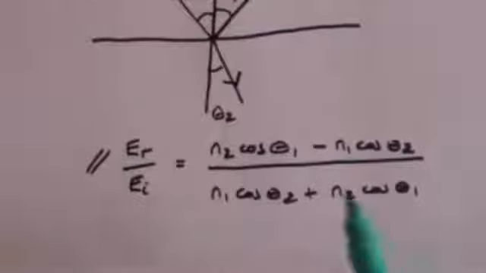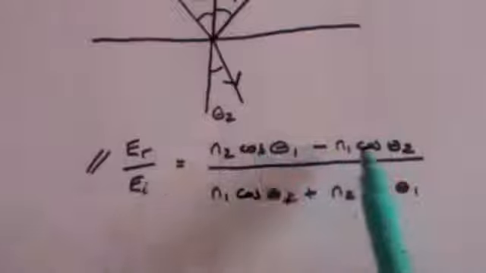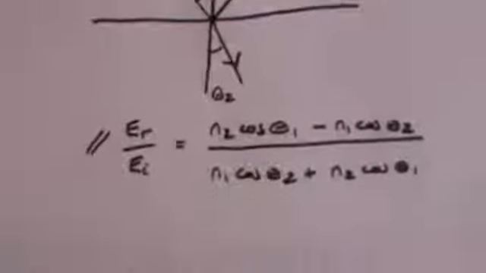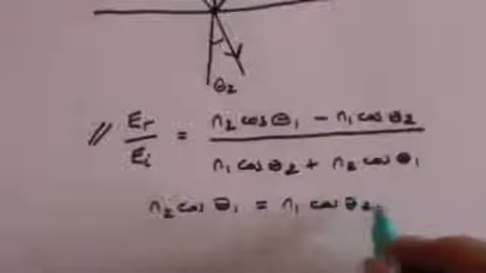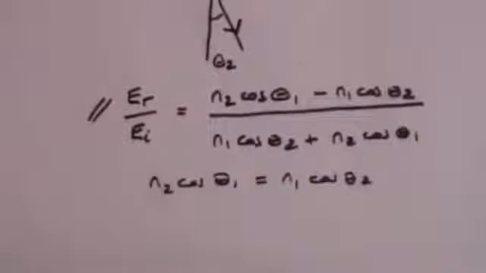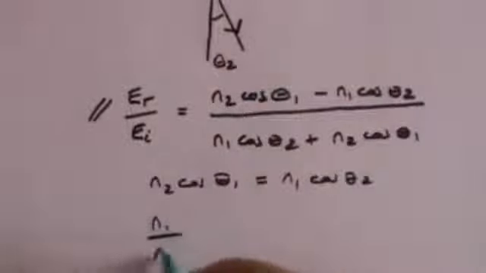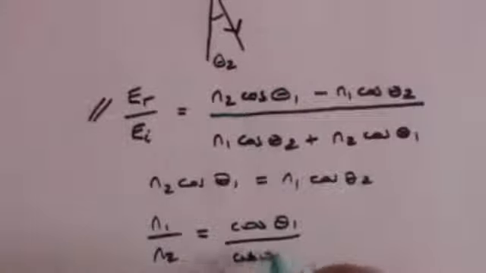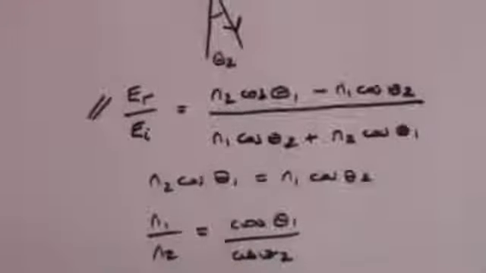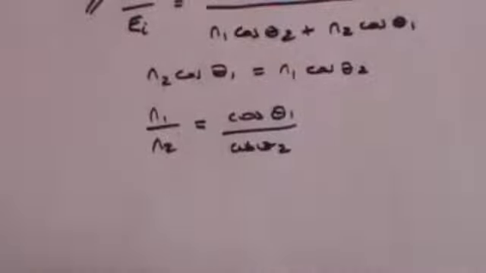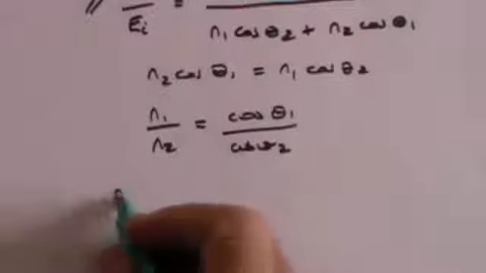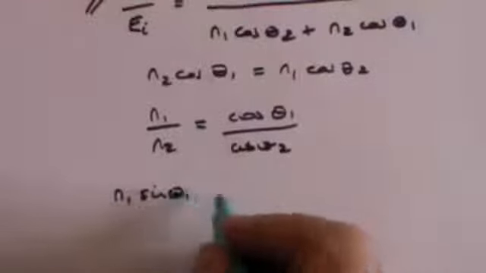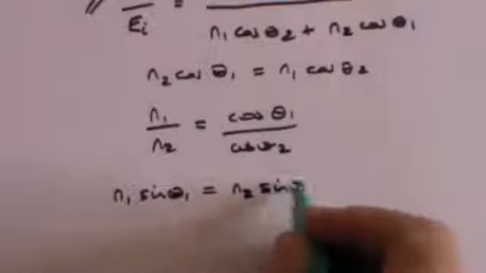And for that to be true, these two terms have to be equal. So let's establish what that means. That means that n2 cosine theta 1 equals n1 cosine theta 2, which means that n1 divided by n2 is equal to cosine theta 1 divided by cosine theta 2. But now I remind you of Snell's law, which is essentially the law of refraction, that n1 sine theta 1 equals n2 sine theta 2.